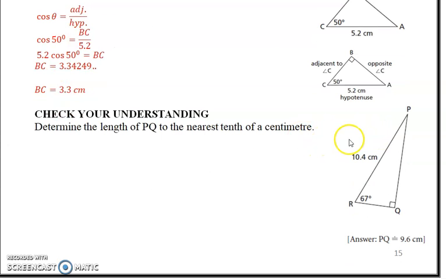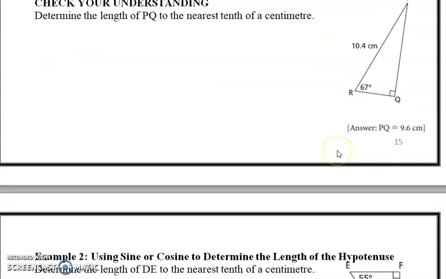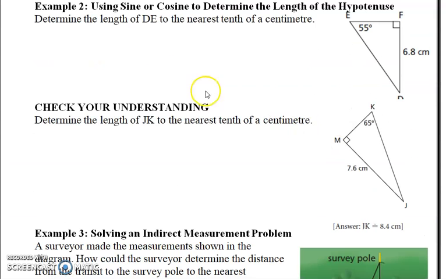You're going to try one on your own here on page 15. Check your understanding. Determine the length of PQ to the nearest 1/10 of a centimeter. Complete it the same way. Let's look at example 2. Example 2 says using sine or cos to determine the length of the hypotenuse this time. This one has a few more calculations, but it's no big deal.